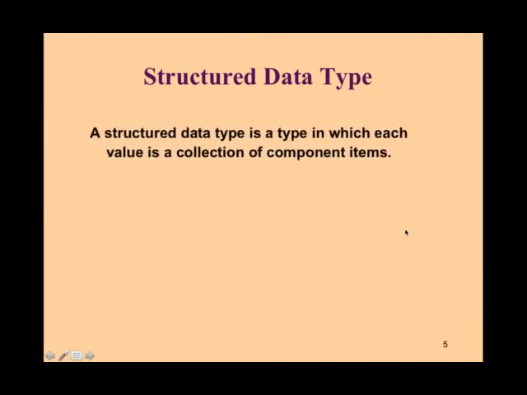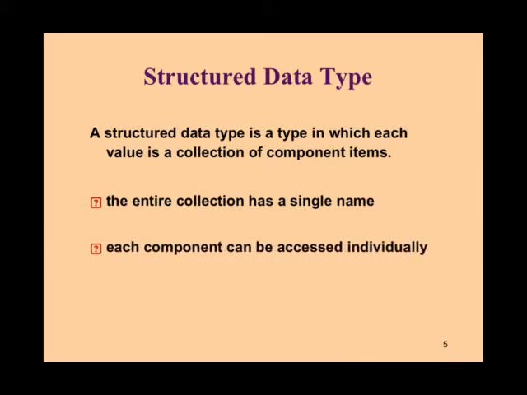A structured data type is a type in which each value is a collection of component items. The entire collection has a single name, just like an entire array has a single name. A structured data type or record, the entire collection has a name, but each member can be a different data type. And each component can be accessed individually once a struct variable has been declared. So let's look at the C structure types.